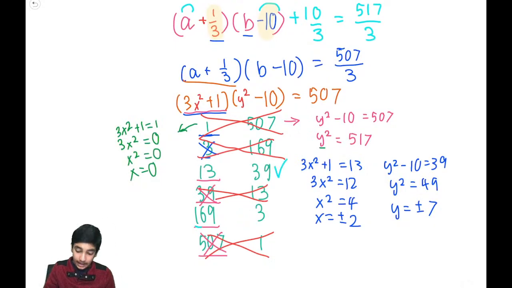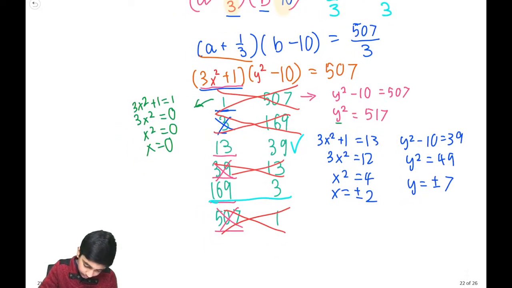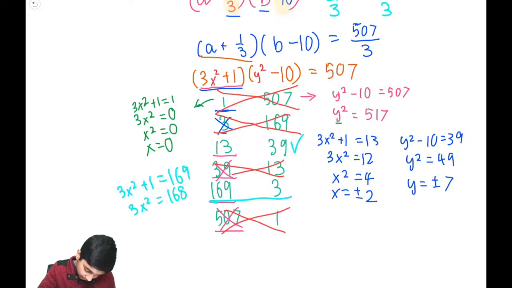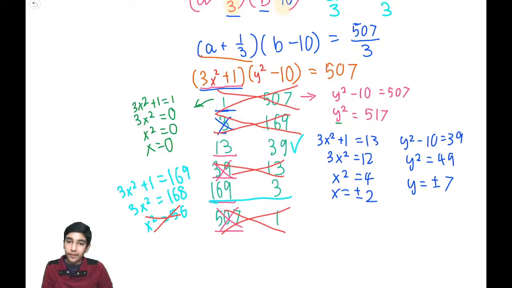Let's check this second to last case here, 169 and 3. In this case, we have 3x squared plus 1 is 169, or 3x squared is 168, or x squared is 56. But this again doesn't work, because 56 is not a perfect square, so no integer squared can be 56. Okay, so now what? Well, now clearly the only solution is 13 and 39.